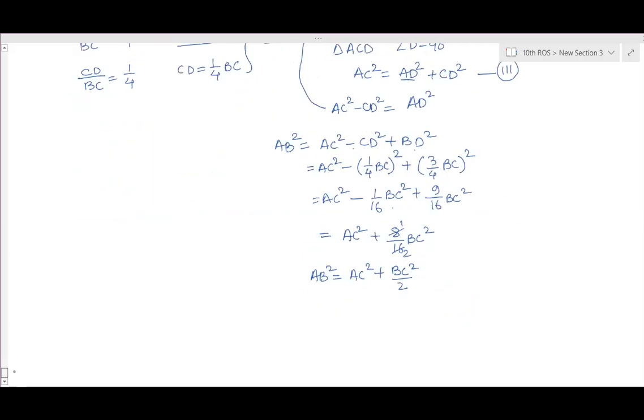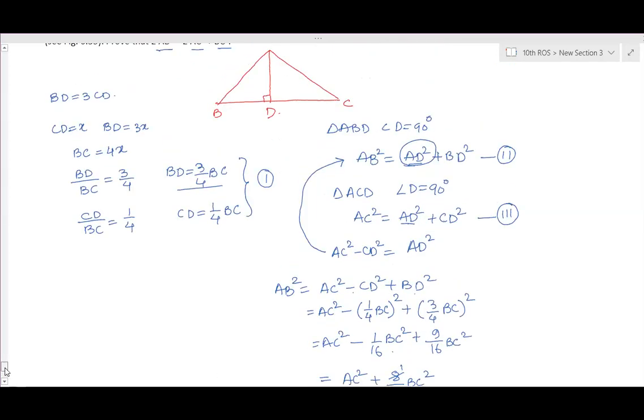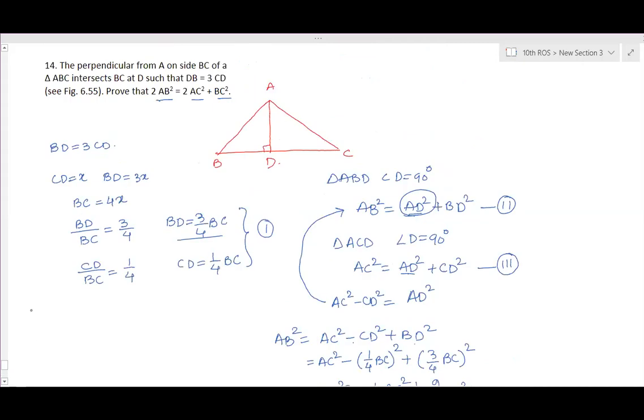Now take LCM. 2AC square plus BC square by 2 is equal to AB square. 2AB square is equal to 2AC square plus BC square. That's proved. Clear? Yes, ma'am.